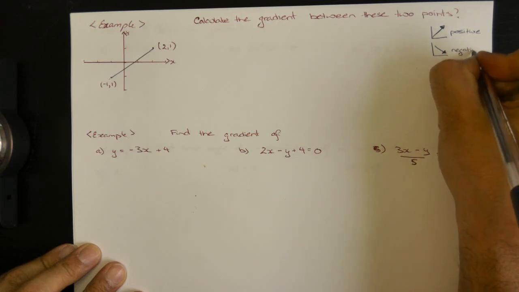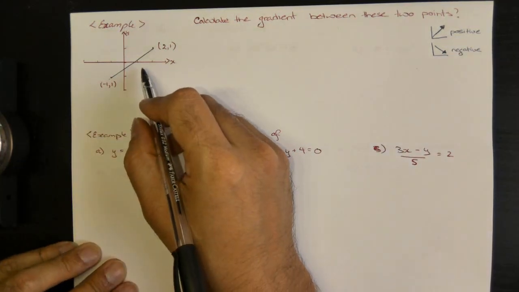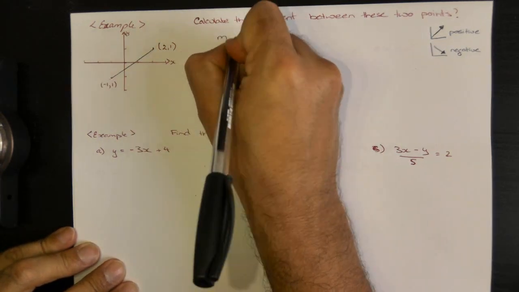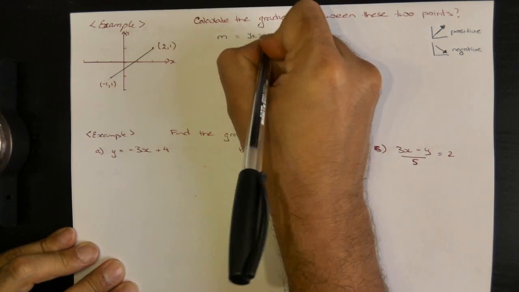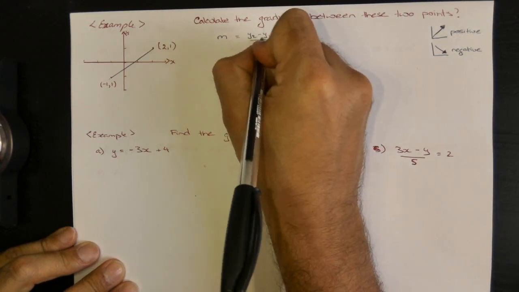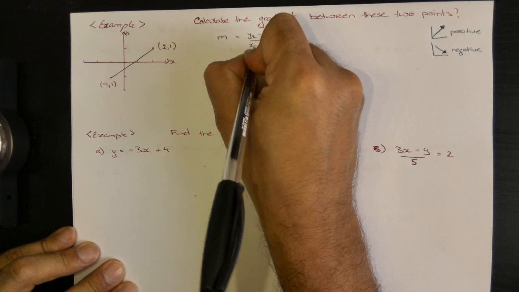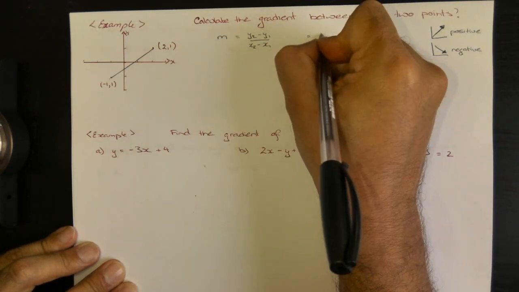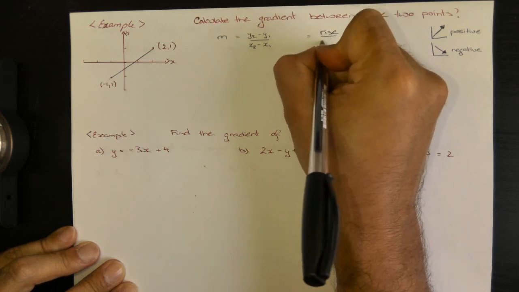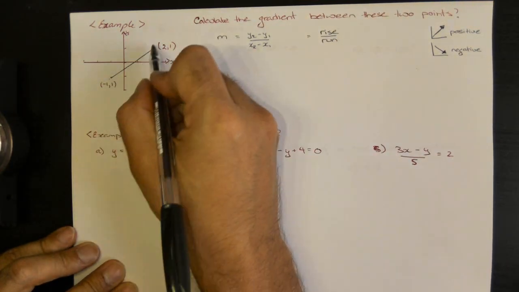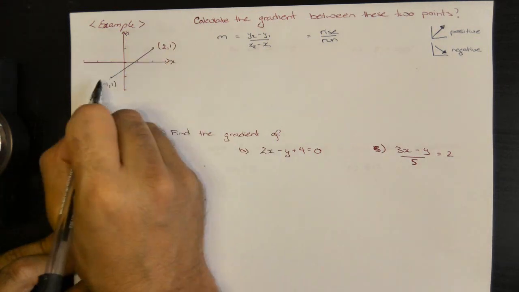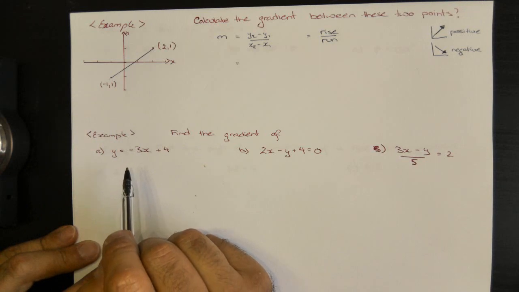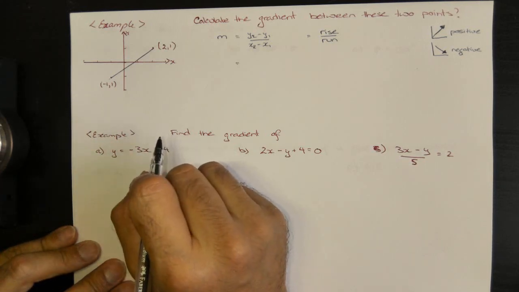All right, so I've got 2 points, and I'm going to calculate the gradient using the formula. So m, being the gradient, is the y2 value minus the y1 value over the x2 value minus the x1 value. You might know it as the rise over the run, so the change in the rise divided by the change in the run. It doesn't matter which one you consider to be your first point or your second point.